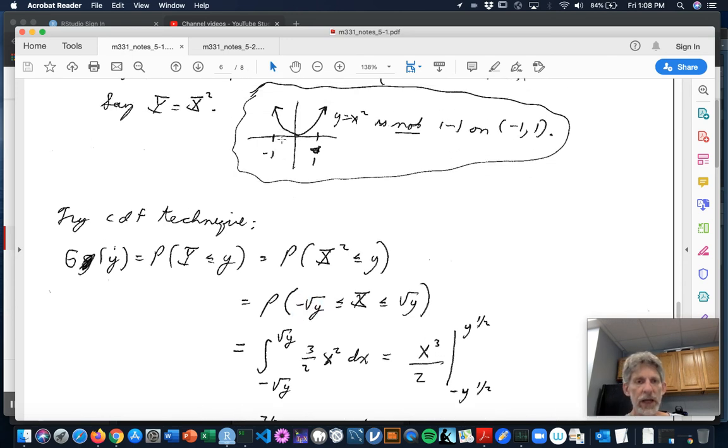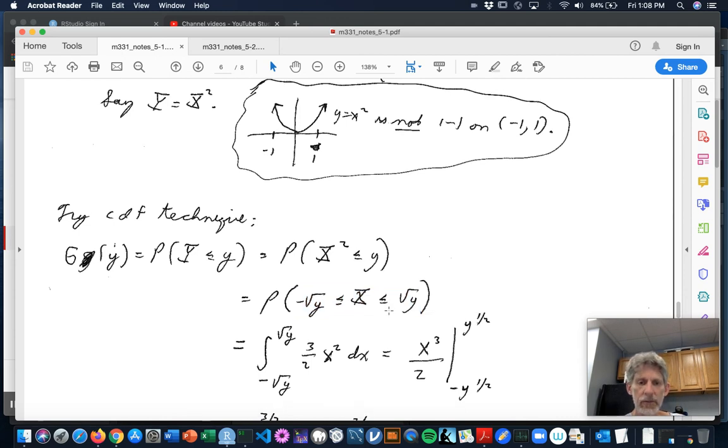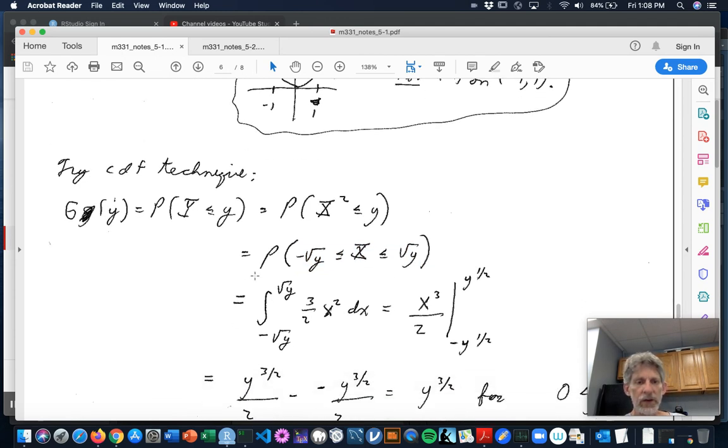Because if X were all the way down, as far as it could go, down to -1, its square would be 1, which might very well be bigger than the y we're talking about. So it's only in this little sub-interval of -1 to 1 that we're looking at. And so we're having to integrate from -root y to root y, 3/2 x squared dx.